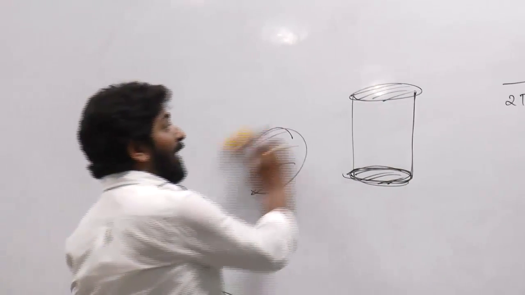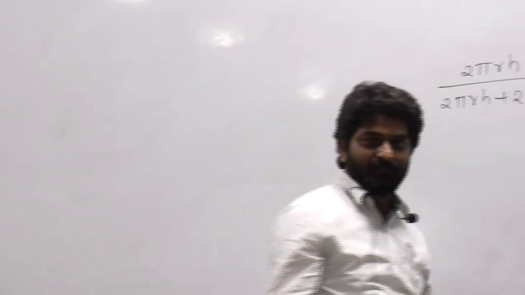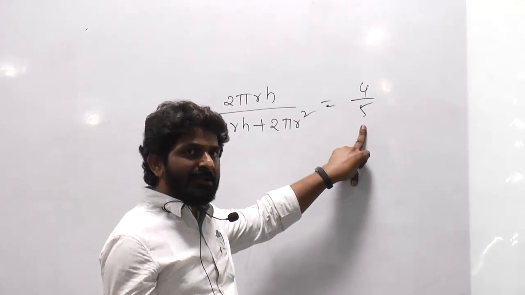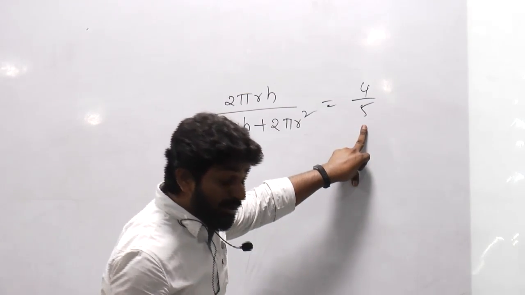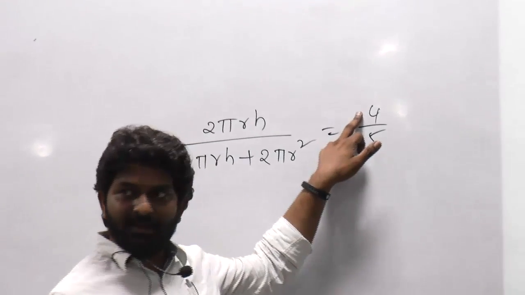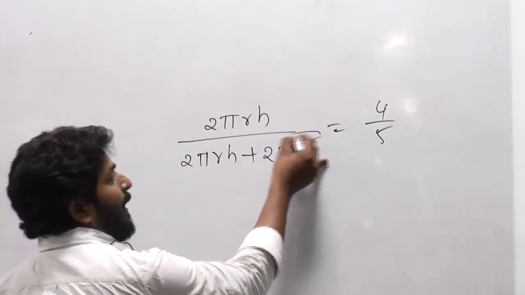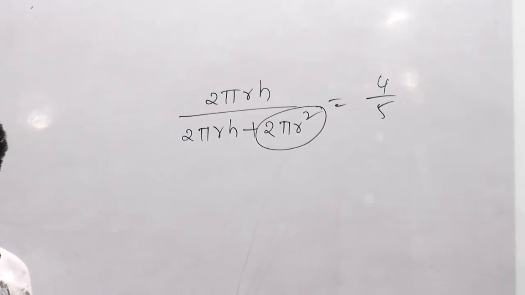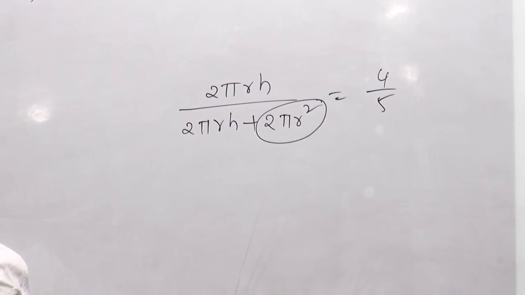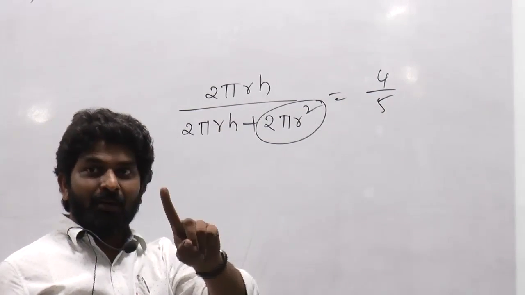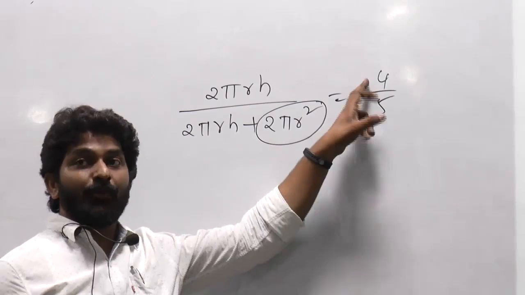Right? And this ratio is given as 4:5. I'll write as 4/5. Okay? 4 increases to 5. Increased by 1, which is 1/4 of this number. Yes? So 2 pi r square will be 1/4 of 2 pi r h. Correct? This increases by 1. 1 out of 4 is 1/4.